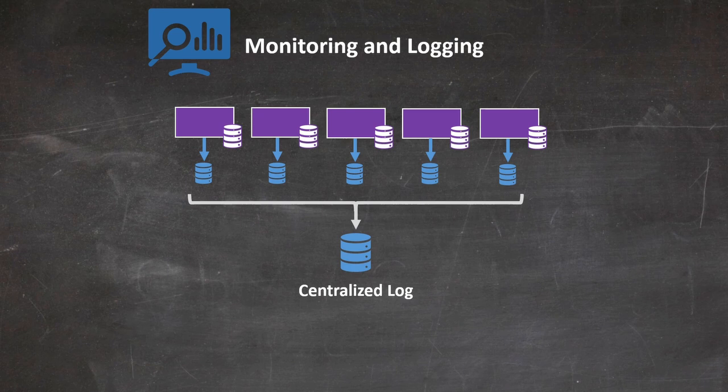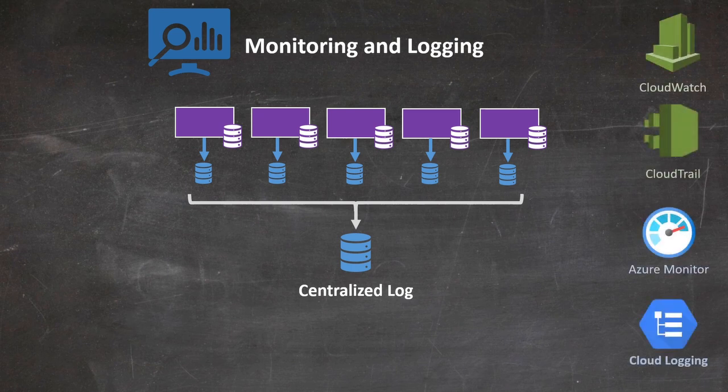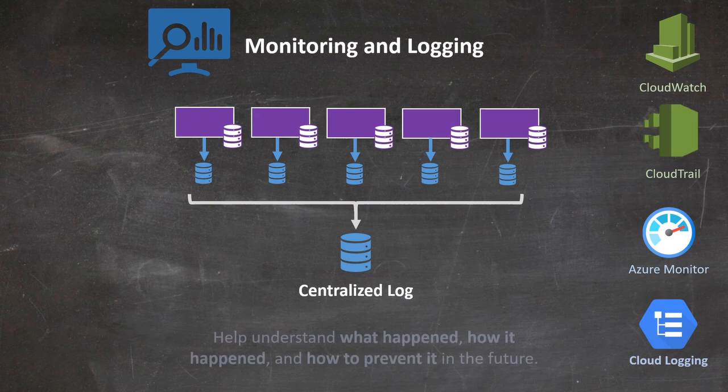For instance, if an attacker is probing multiple services for vulnerabilities, you'd see these attempts across various logs. With centralized logging, you can quickly connect these dots and respond before any real damage is done. Tools like CloudWatch, CloudTrail, Azure Monitor, or Cloud Logging are invaluable in this realm. Moreover, centralized logging is crucial for forensic analysis. If a security incident does occur, having a complete, chronological record of system events can help you understand what happened, how it happened, and how to prevent it in the future.